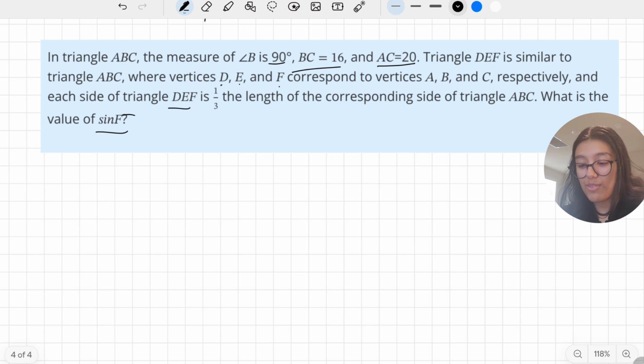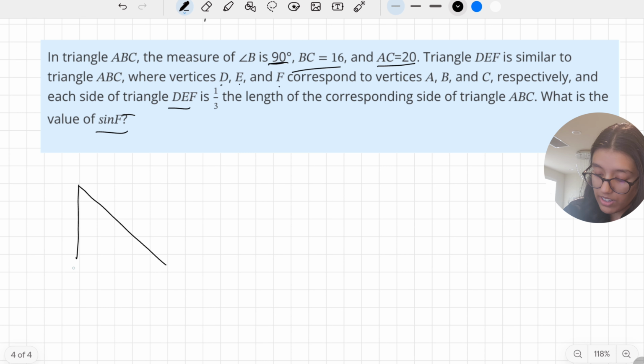So that was a lot of information, but whenever we're dealing with geometry problems, I always like to draw, usually in this case, a triangle. So let's start with that. We see that the measure of angle B is 90 degrees, so obviously we need to draw a right triangle. So let's do that right here. We have our right triangle.